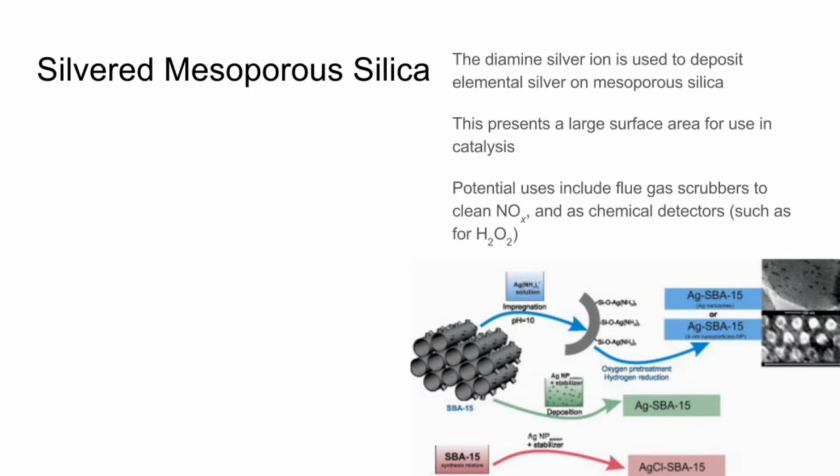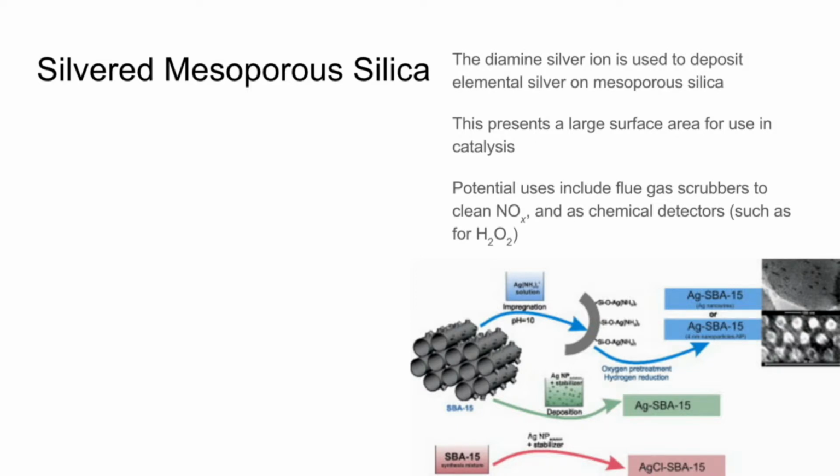One of the applications for Tollens reagent is in adsorption and catalysis. The reagent is used to deposit silver nanoparticles onto mesoporous silica. This presents a large surface area of elemental silver, which can be used in catalysis, including reducing NOx to N2 and H2O.